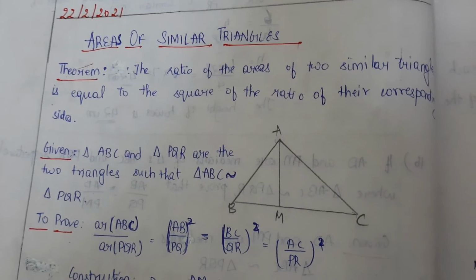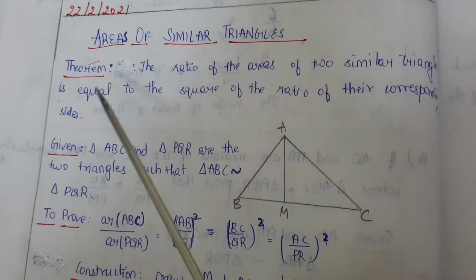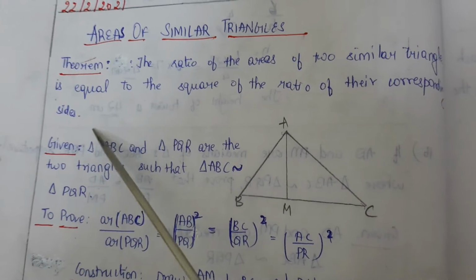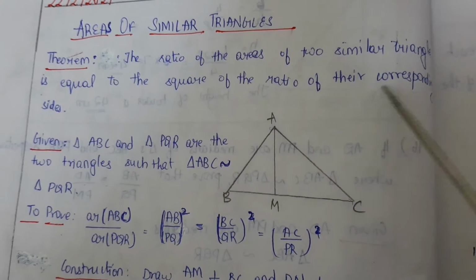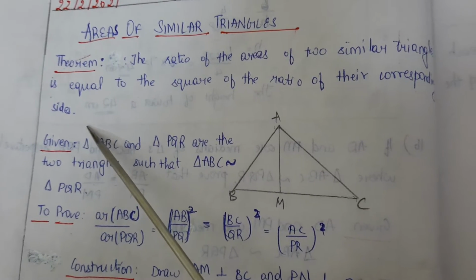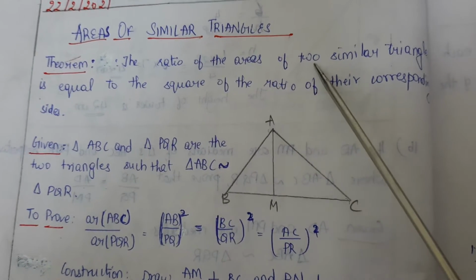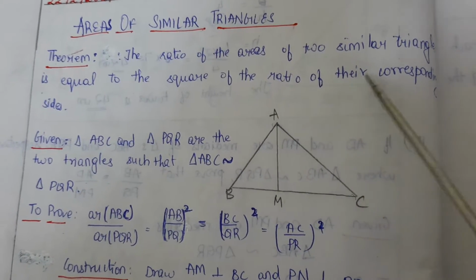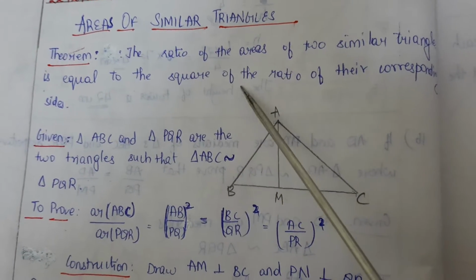Today we are going to learn areas of similar triangles. Theorem: the ratio of the areas of two similar triangles is equal to the square of the ratio of their corresponding sides. Here two triangles are given which are similar to each other. We have to prove that the ratio of their areas is equal to the square of the ratio of their corresponding sides.